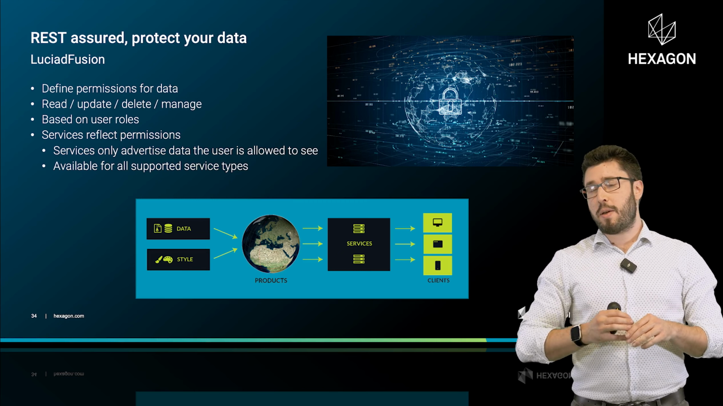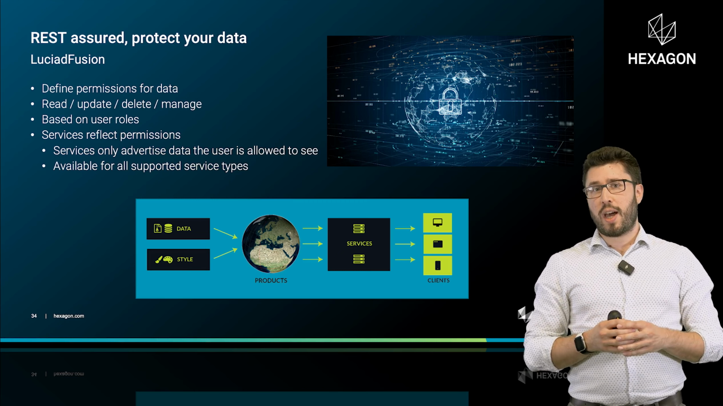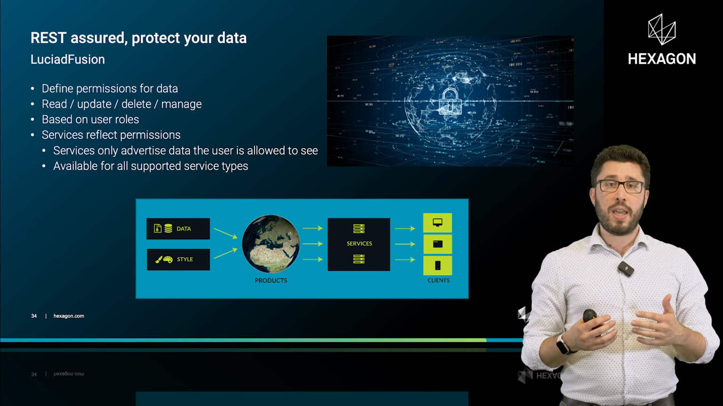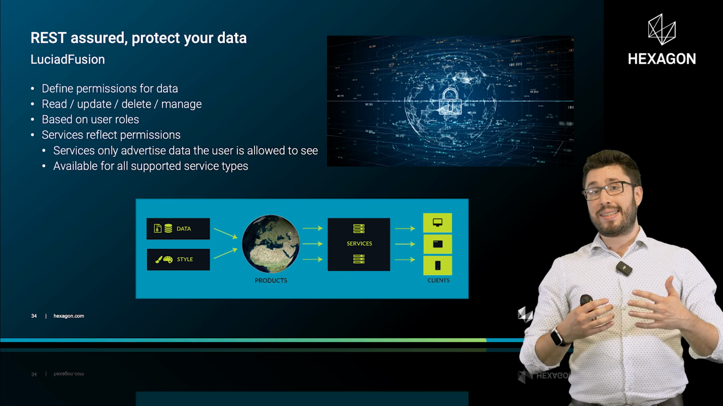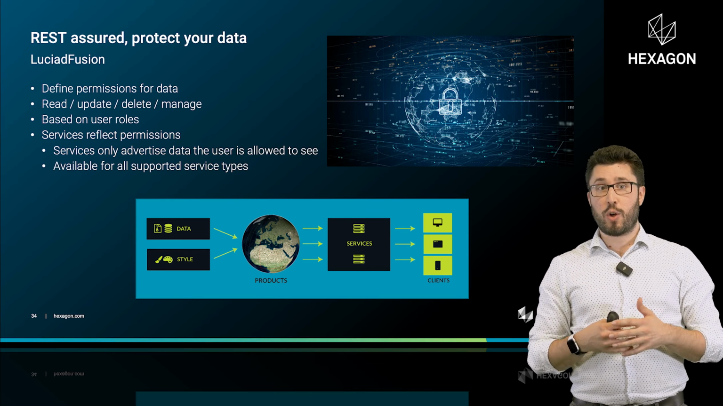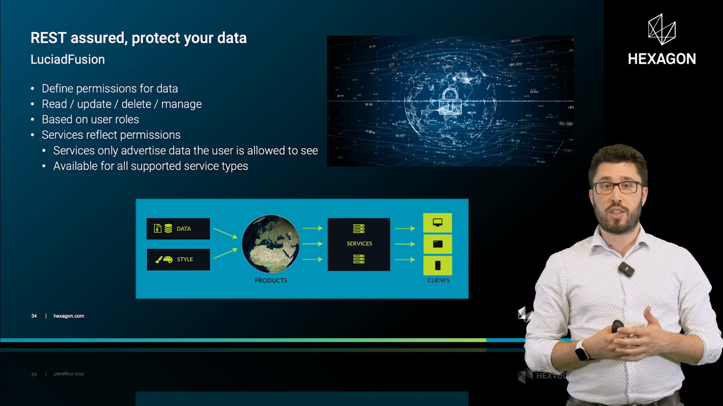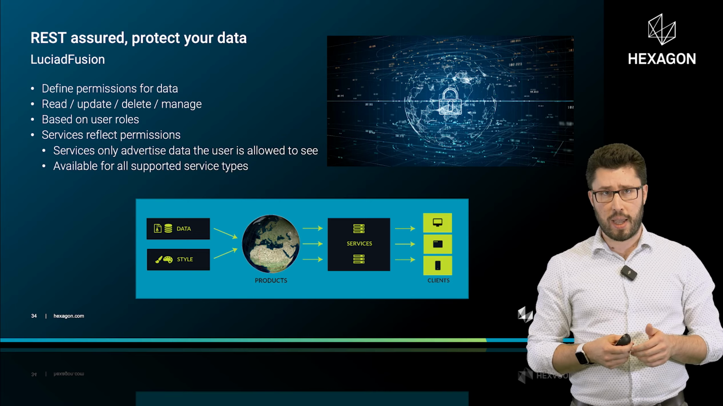What that means is, imagine you have a service with two products coming from two separate data items. Now, if my user account only has access to one of those data items, I will still see the service, but I will only see one of the products inside that service and not both. And all of these properties can be changed dynamically on the fly using the REST API.